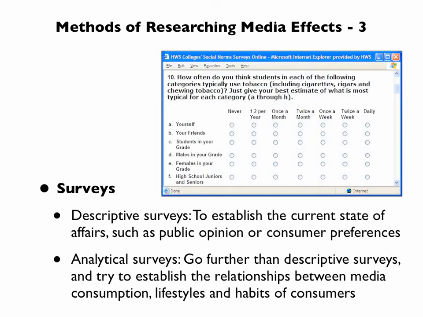Surveys are another common way of researching, using research to do media effects theory. There are two main types of surveys. The first is a descriptive survey. These are basically to establish the current state of affairs, like public opinion or consumer preferences. You're all familiar with that. You've all taken tons of surveys.